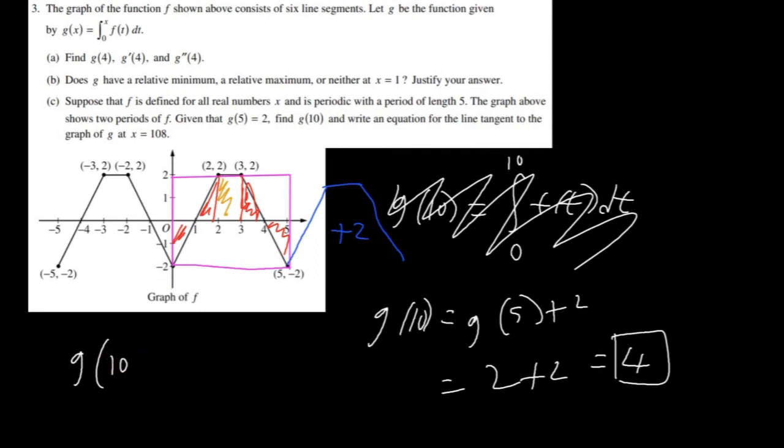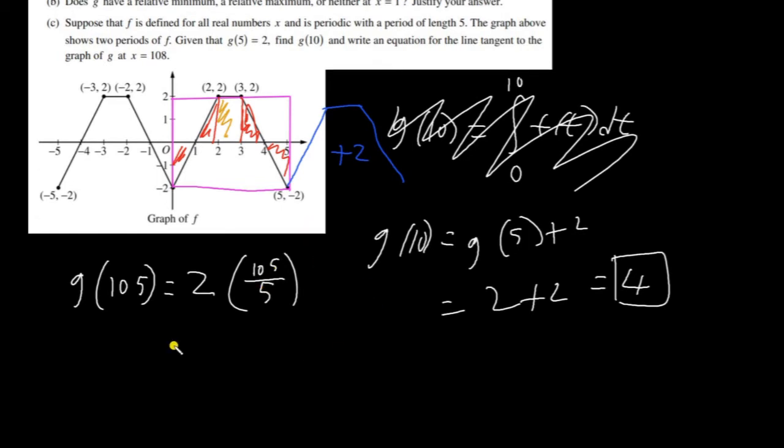So we can say g of 105, right? Since that's gonna be the end of one period, we can say g of 105 is, since each period has an area of 2, 2 times the number of periods up to 105, which is going to be 105 divided by 5, which is 26, I think? Is it 21? I don't know. 21, yeah. So if we do this, this comes out to be 42.